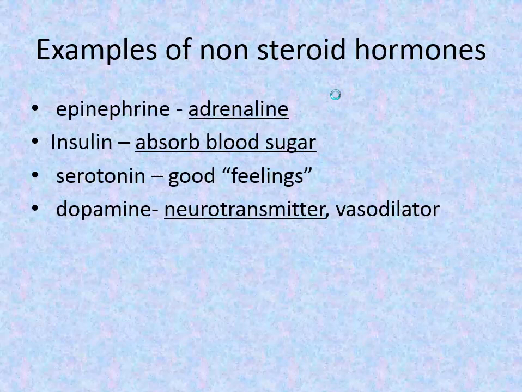Here are some examples of non-steroid hormones. You have epinephrine, which is the same as adrenaline. You have insulin, serotonin, and dopamine. If you remember neurotransmitters, that was from our nervous system, and it transferred the impulse from one axon to the other. And then serotonin is the hormone that gives you the good feelings.